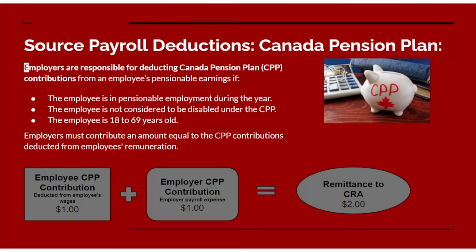Effectively, the way the CPP works is the employer puts in $1 and the employee puts in $1. So for every dollar the employee pays, the employer puts in $1, and effectively $2 gets remitted to the Canada Revenue Agency. The actual amount of Canada Pension Plan is determined by a calculation that depends on how much the employee makes in terms of income. But effectively, if the calculation says that every paycheck the employee has to pay in $200, you, the employer, have to contribute $200 as well.